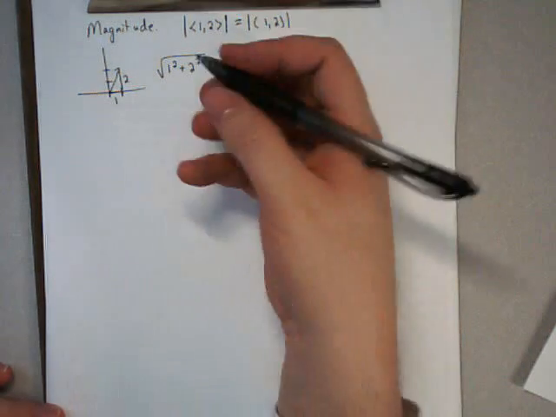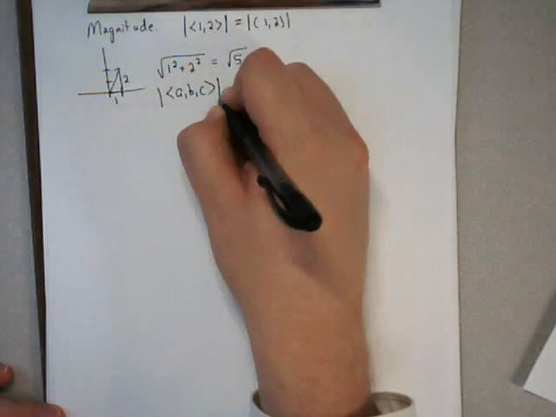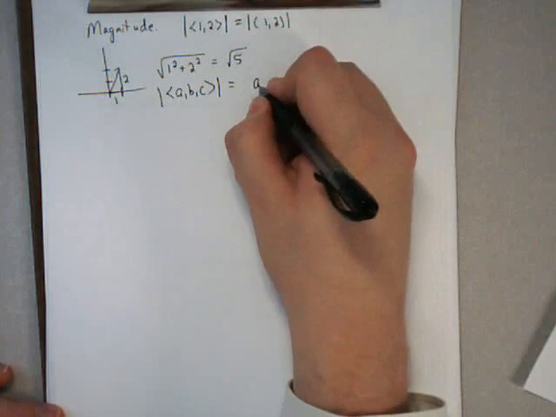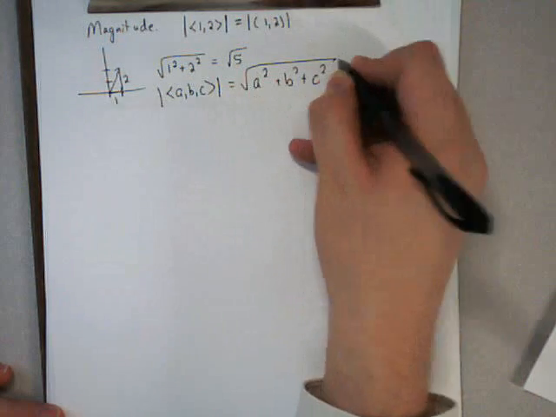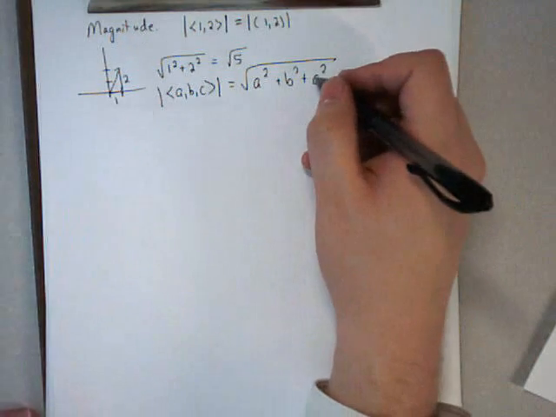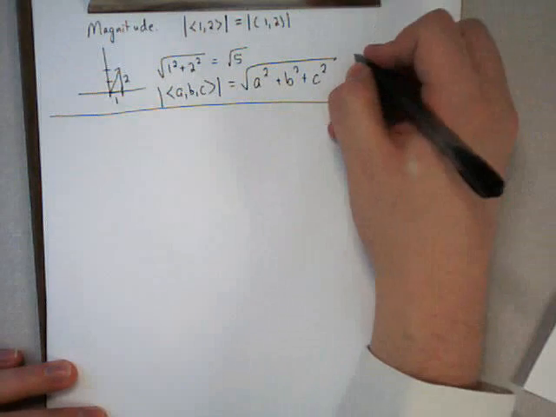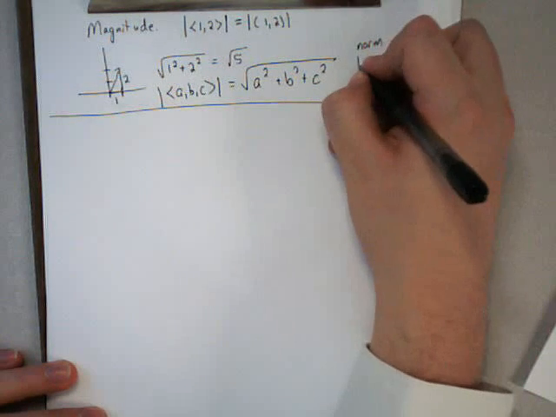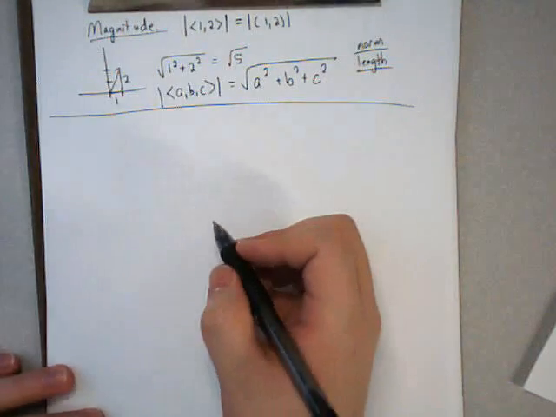If you have some other vector, say it's in 3D, and that's a, b, c, and you want to find its length, well, you take a and square it, you take b and square it, and you take c and square it, and then you take a square root. Really, you're just generalizing the Pythagorean theorem. That's how we find length or magnitude in all directions. Some people also call this the norm. And so we've got three words: length, norm, and magnitude.